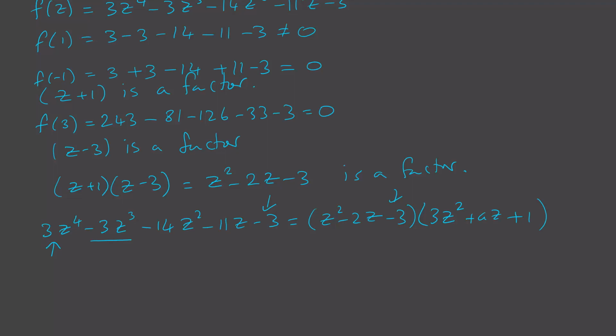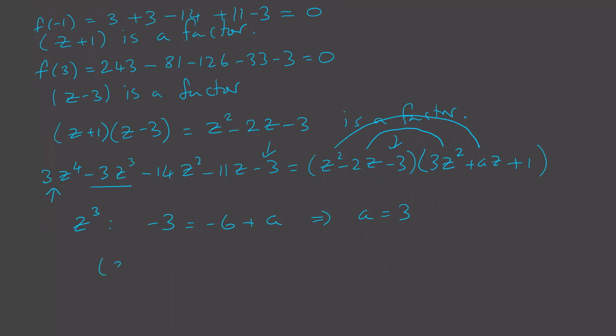For example, let's use z^3. On the left-hand side, we have negative 3. What will give us a z^3 on the other side? This will. So that's going to be negative 6. And this will. And that's going to be plus a. And that means that a is equal to 3. So we have (z^2 - 2z - 3)(3z^2 + 3z + 1) = 0.